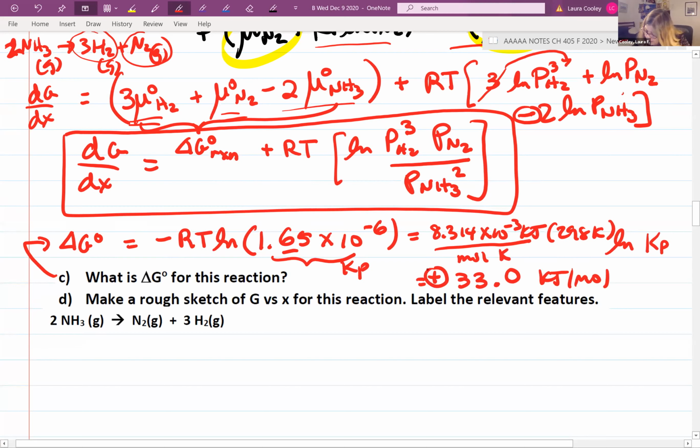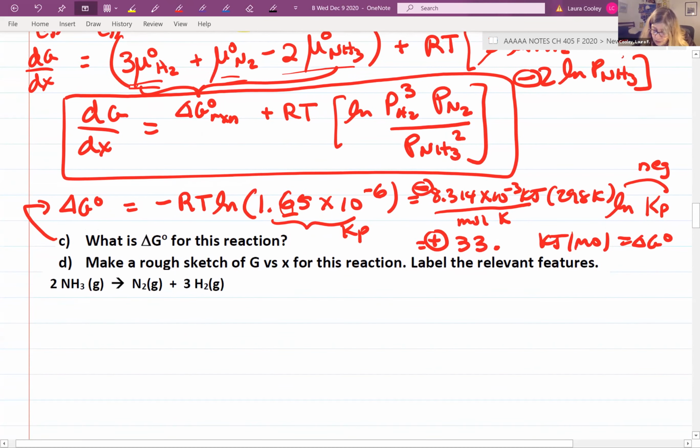And so this comes out to 33.0 positive. Let's see, does the sign work out? I forgot the negative sign here, but this is negative. This log is less than 1. So you end up with a positive 33 kilojoules per mole as your delta G0. It really only has 2 sig figs actually, because this really only had 2 sig figs. Okay, whatever. So then a lot of times you're asked to make a rough sketch.